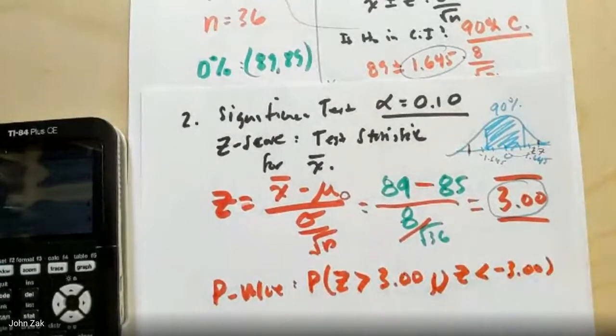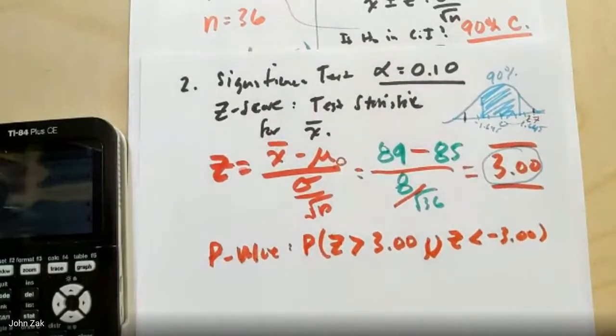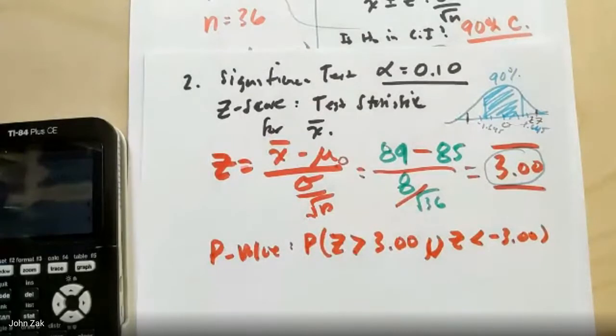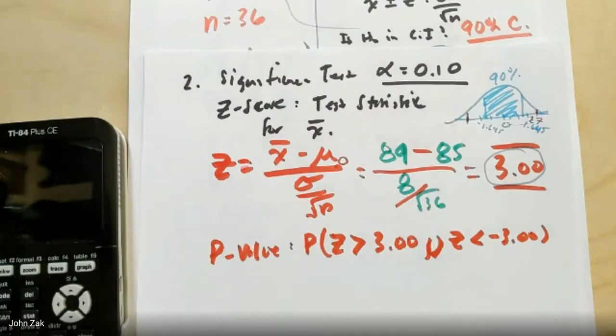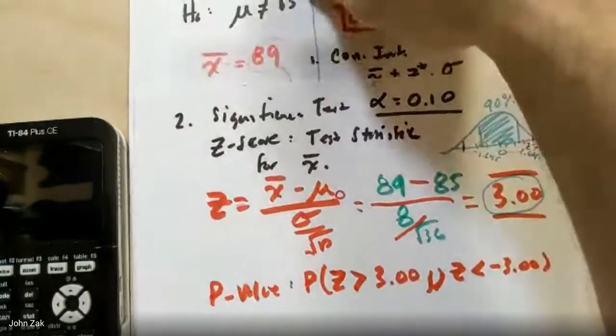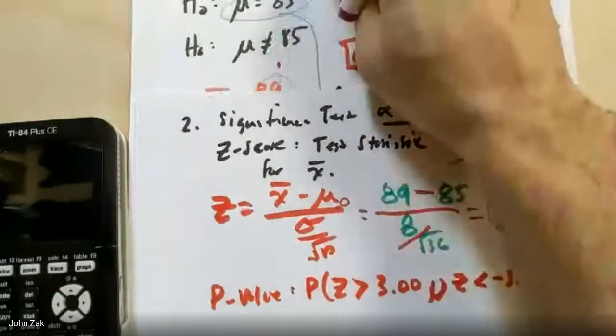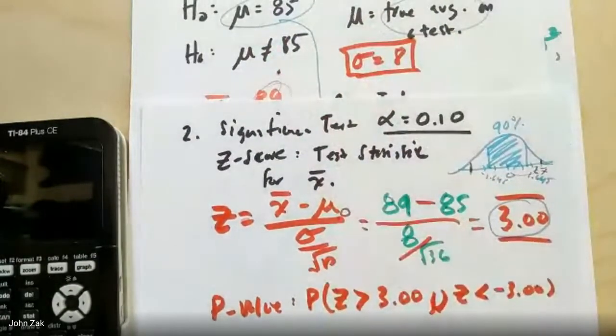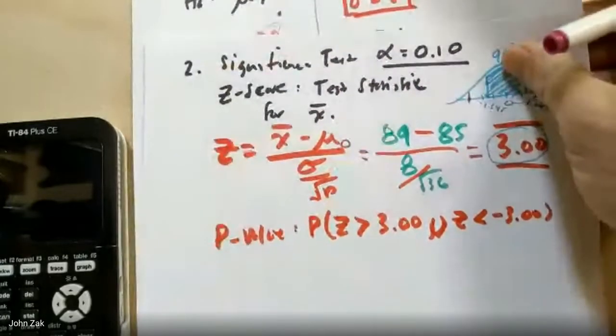Now, why am I doing both? Someone tell me, why am I looking at 2 directions instead of just one? Anthony said it, David said it. It's because we have not equals as our alternative hypothesis. That made it a 2-tailed test. And so we're actually going to shade in both directions, right?